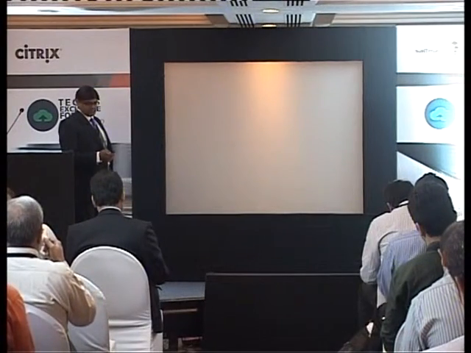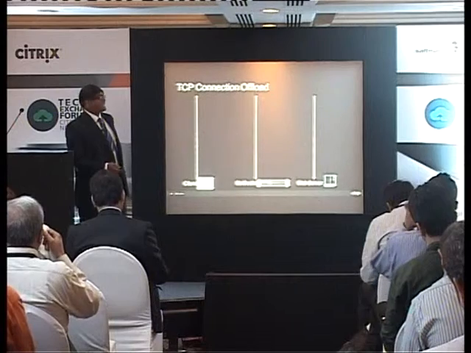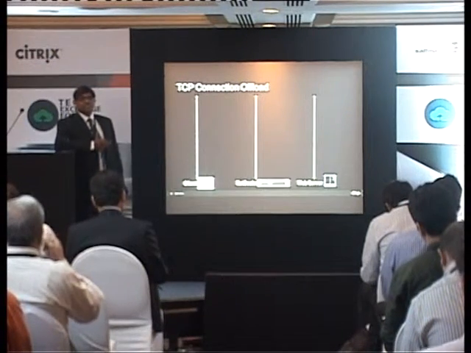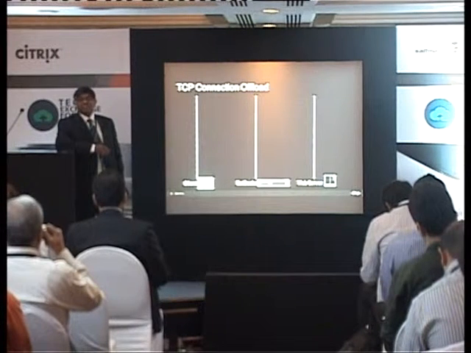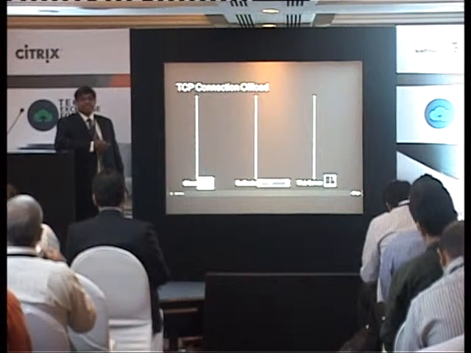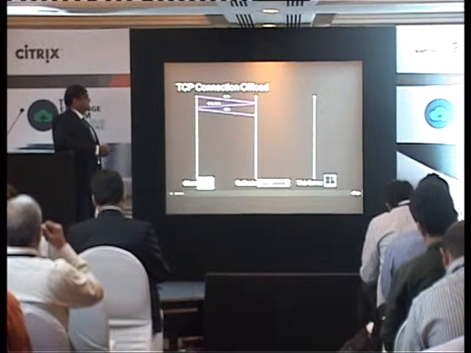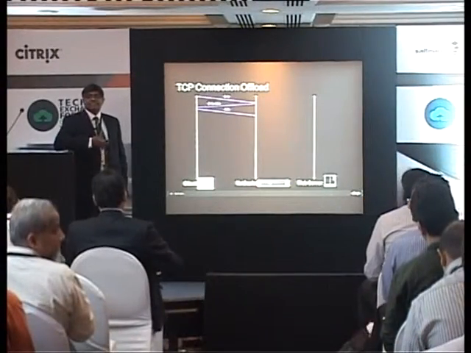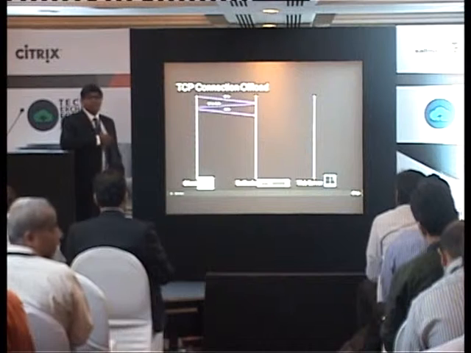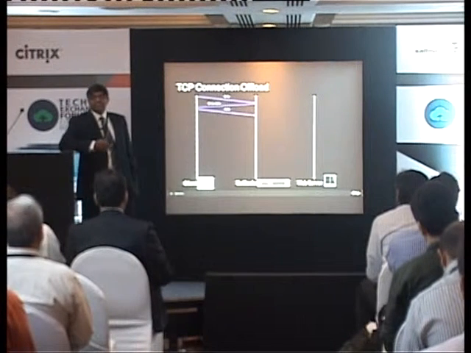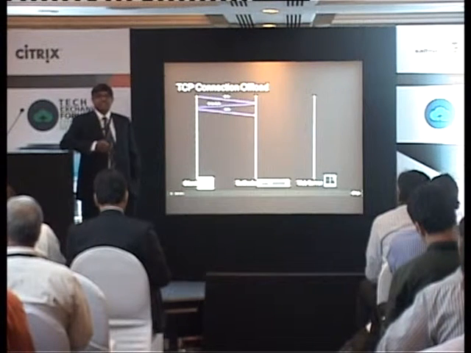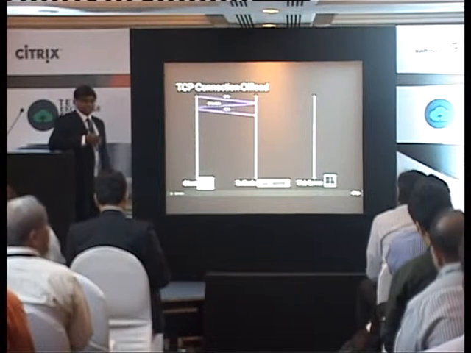This is a classic flow of what TCP offloading is all about. TCP, by the nature of the protocol, always does a three-way handshake before it can get any data from the server. Since Netscaler is acting as a server between the client and the web server, the flow is something like this. Netscaler acts as a server to the client, and it acts as a client to the web server. What I mean by TCP offloading is that the three-way handshake is done between the client and the Netscaler.